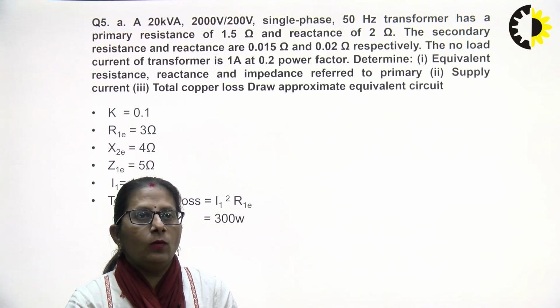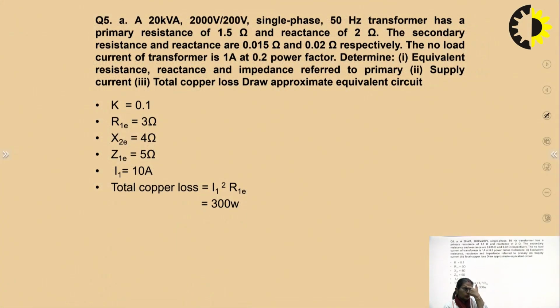So, moving on with the 5th A question. The question is: a 20 kVA, 2000 by 200 volts, single phase, 50 Hz transformer has a primary resistance of 1.5 ohms and a reactance of 2 ohms. The secondary resistance and reactance are 0.015 ohms and 0.02 ohms respectively. The no load current of the transformer is also given, and that is 1 ampere at 0.2 power factor.